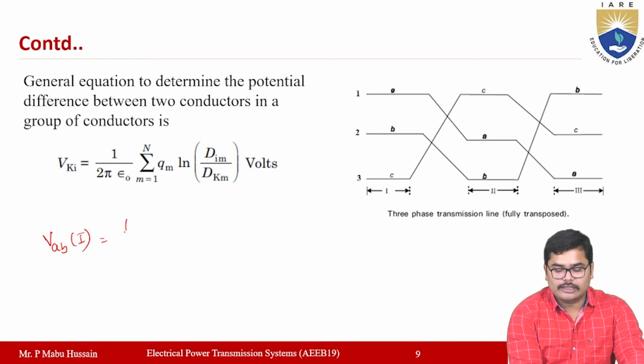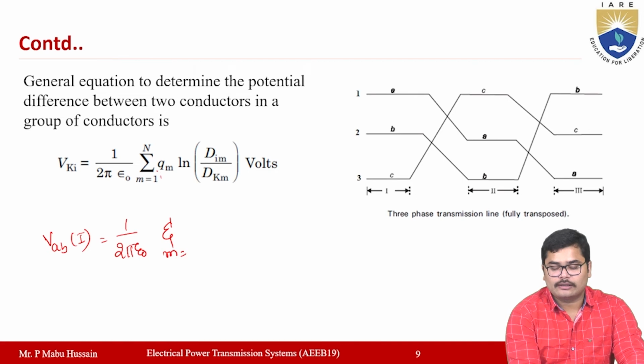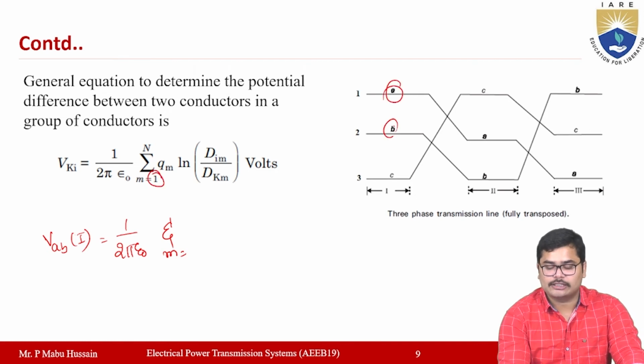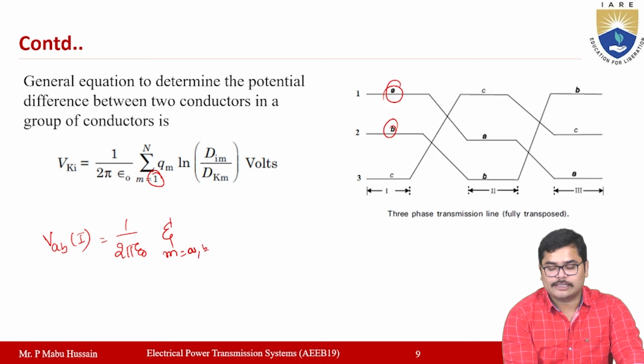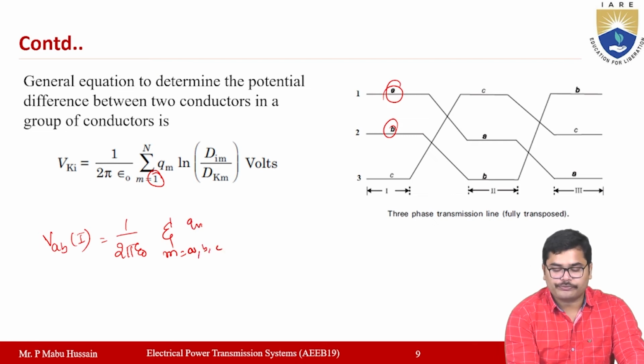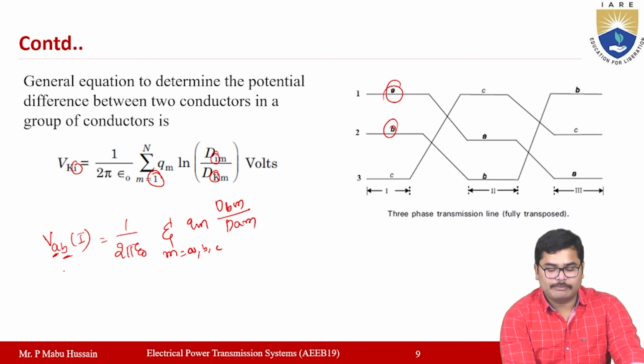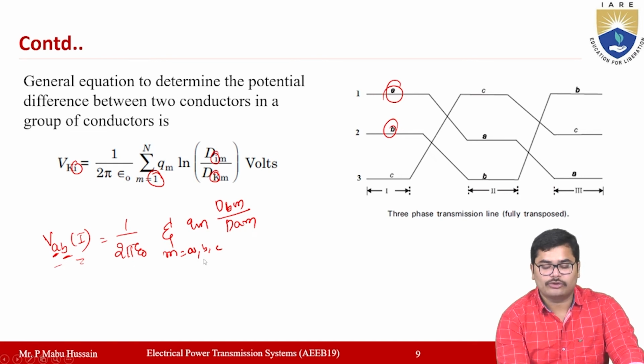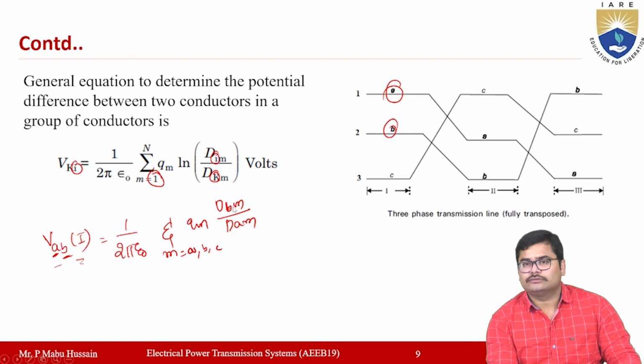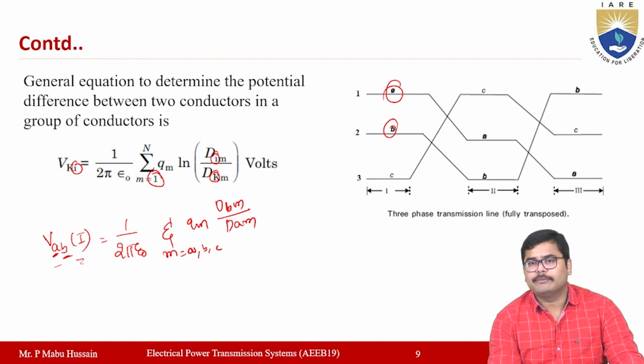So this value is equal to 1 by 2 pi epsilon naught sigma m is equal to, here the conductors are 3 conductors which are represented with ABC. So here you have to consider m is equal to ABC. Right. So Qm, here this i is replaced with B, so this is Dbm by, K is replaced with A, so Dam. So VAB in the first section, if you want to write, that value will be 1 by 2 pi epsilon naught sigma m is equal to ABC Qm into Dbm by Dam.